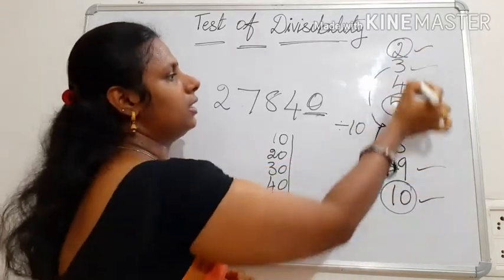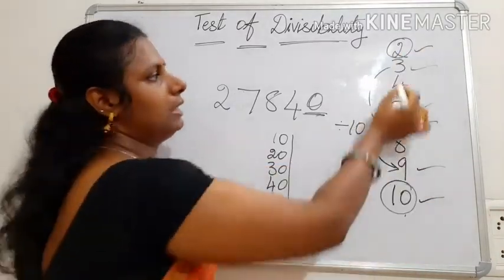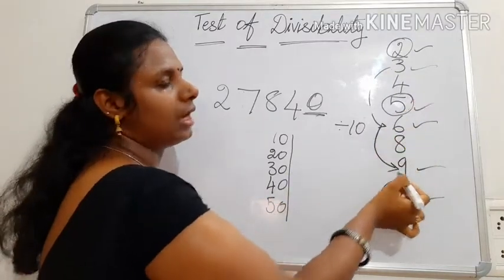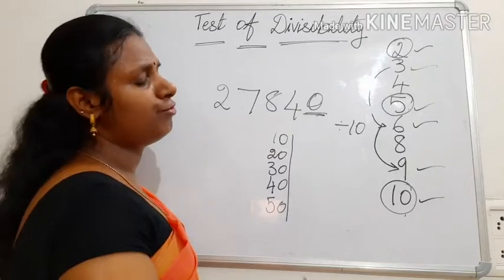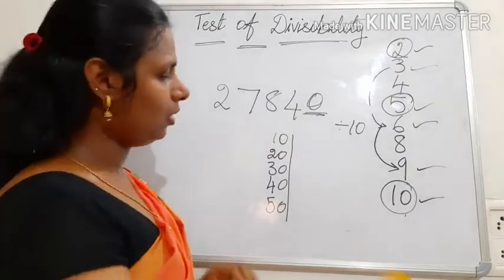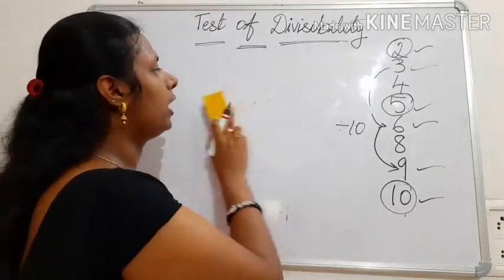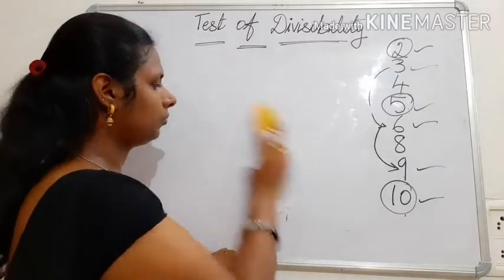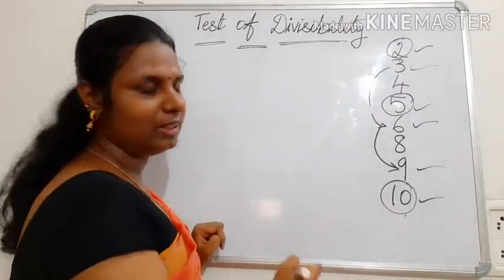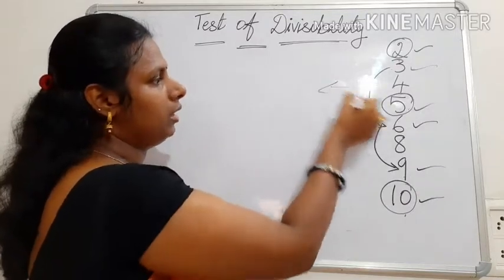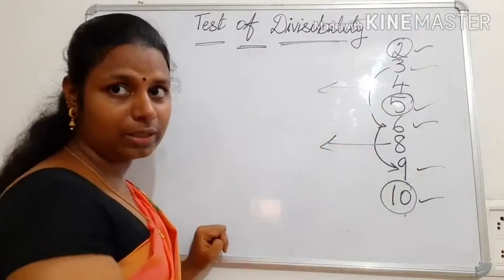Okay, these three are same and 3, 6, 9 more or less same. Okay, now what is left? 4 and 8. 4 and 8 more or less same method.